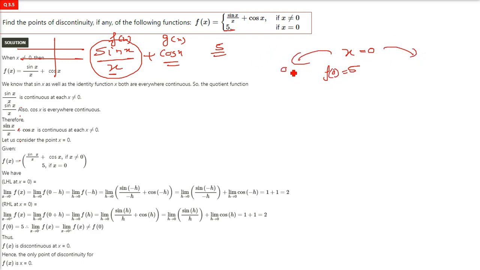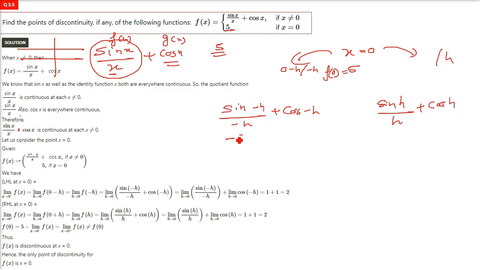We go left, we go right. So when we go left, we have to put 0 minus h. Right, we will put 0 plus h. So this is sin minus h, I am replacing x by minus h, plus cos minus h. On the right hand side, you don't have to do anything. It will always be 5. Okay, no, it will be sin h by h plus cos h. I am so sorry, I changed my sentence. So on both sides just put minus h and h. So sin minus theta is minus sin theta, divided by minus h, plus cos. Cos minus theta is plus cos theta.